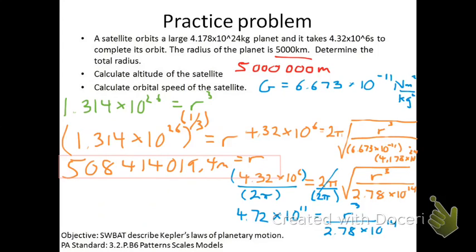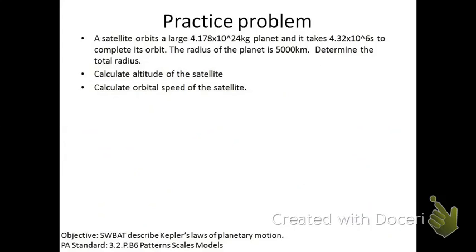For the second part, I'm going to erase this entire screen here. We need to make some room for ourselves. And now we need to find the altitude. Now remember, because the satellite's orbiting this planet, there's really two distances to consider, and we more or less call it R1 and R2.